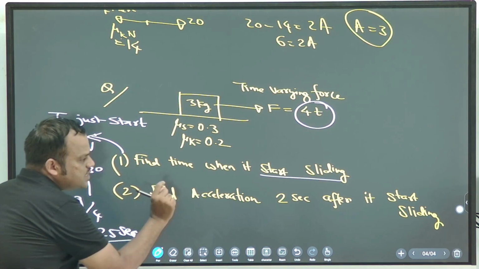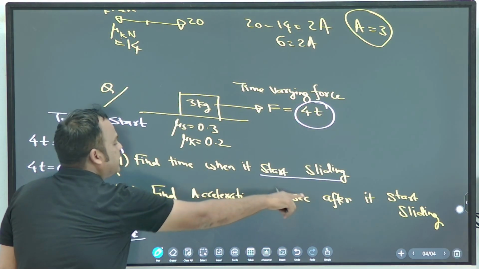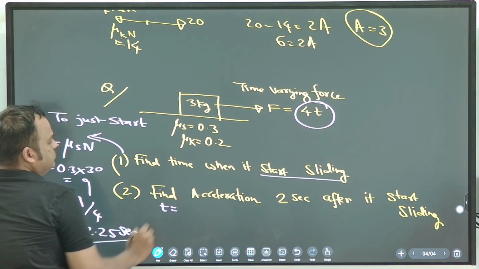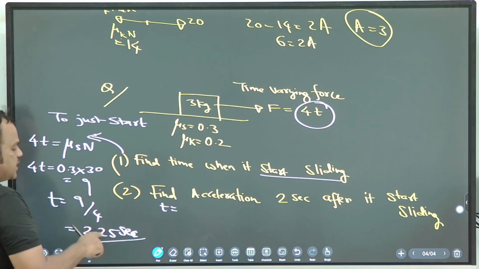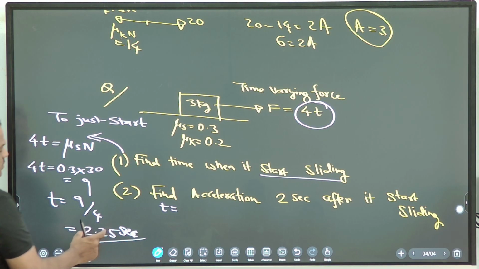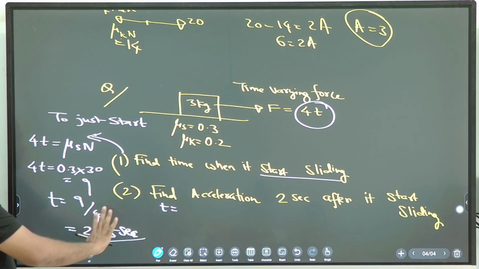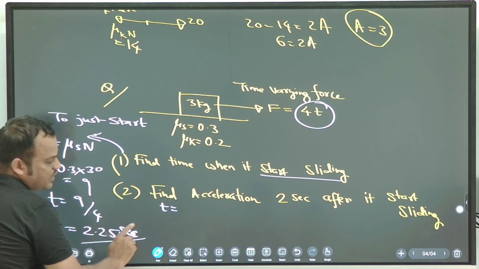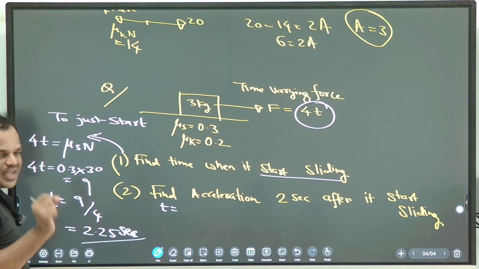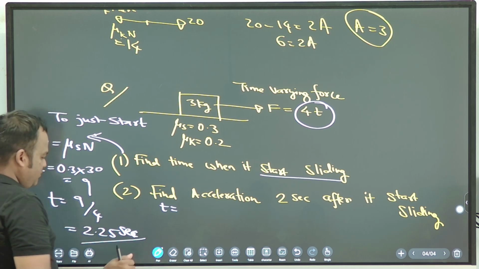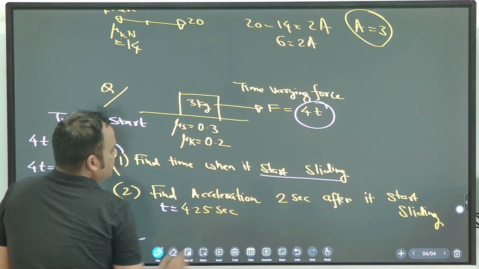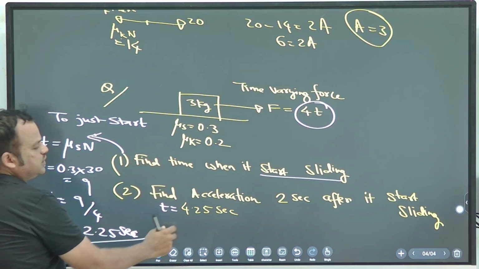When it starts sliding, 2 seconds after that. So what is the new time value? At what time is it starting sliding? 2.25. This is clear. At 2.25 seconds it starts sliding. 2 seconds after that, so what is the time value? 4.25. So 4.25. What is the acceleration?